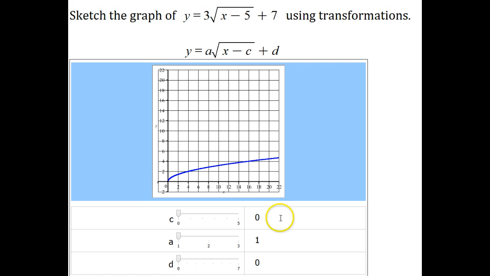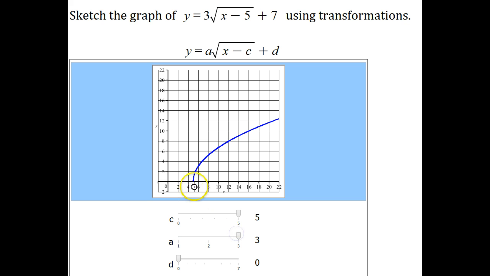Okay, so let's see what happens as we vary the parameters. Again, starting on the inside, we're going to move the graph right 5 units. Varying a from 1 to 3 has the effect of vertically stretching the graph. So all the points are going to be pulled away from the x-axis unless you're on the x-axis.